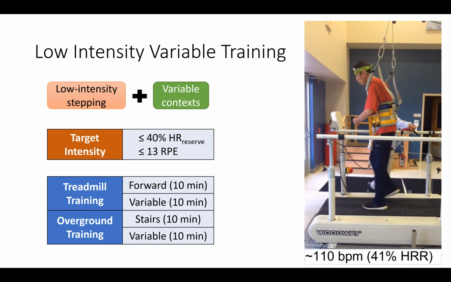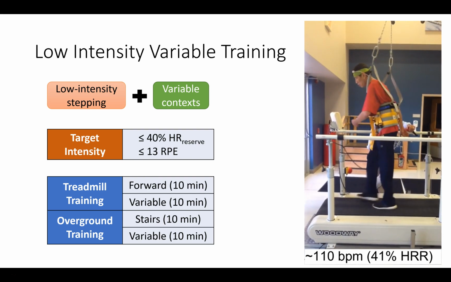Finally, we have the low intensity variable group. This group differed from the previous two in that the target intensity was much lower. We tried to keep it at 40% or less of the age predicted heart rate reserve and ratings of perceived exertion of somewhat hard or less. Otherwise, the interventions were still in line with the first group.